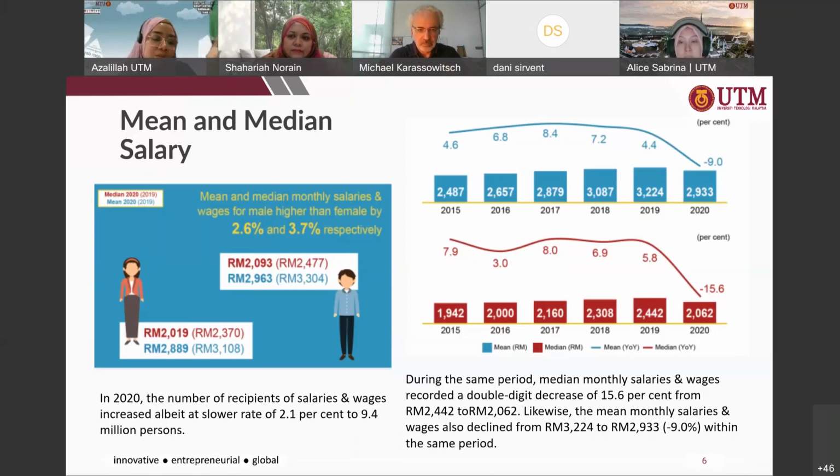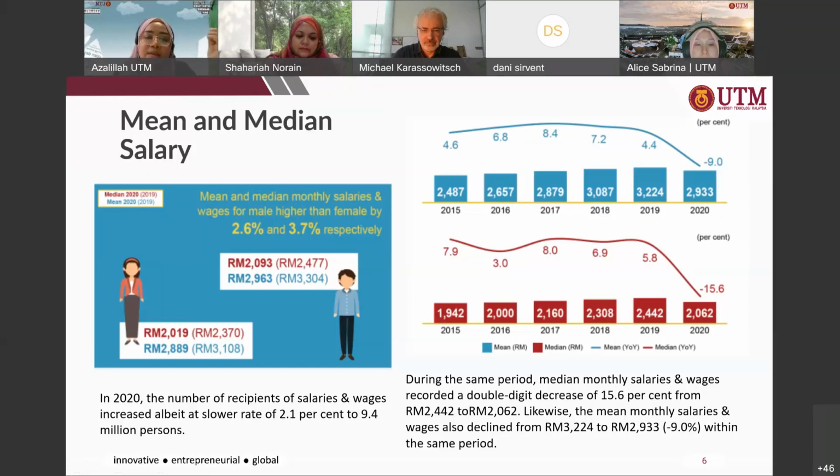In 2020, the number of recipients of salary and wages increased at a slow rate, from 2.1% to 9.5 million. During the same period, the monthly salary and wage recorded a double-digit decrease, about 15%, from 2,400 to 2,000. So why am I portraying this? Because it is related to why they cannot buy a house, and what the housing market price available in Malaysia is.